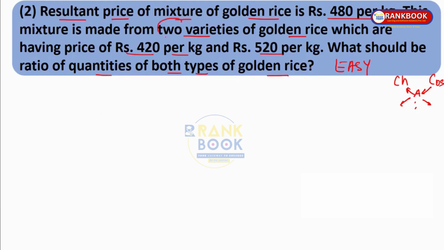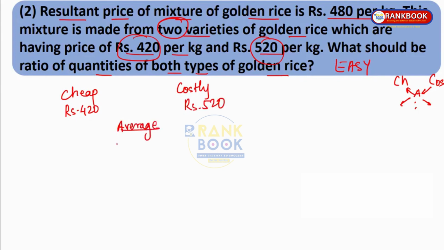Now it is made up of two varieties of rice. One is the cheap one, 420 per kg is the rate. The other is the costlier one, 520 per kg is the rate. So we'll have the cheap quantity and the costly quantity of rice. The cheap quantity rate is rupees 420 per kg, the costly quantity rate is rupees 520 per kg. The average, or the mixture, has the rate of rupees 480 per kg.